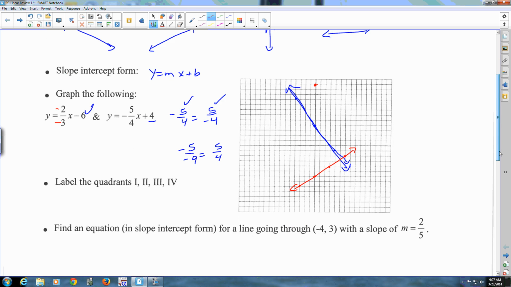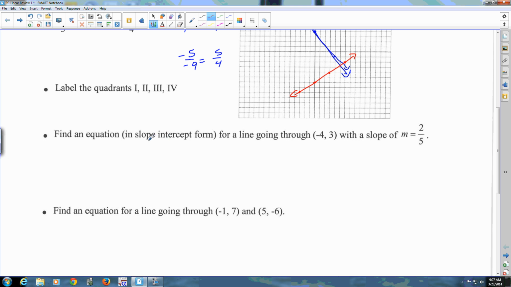All right. Find the equation in slope-intercept form for the line going through this point that has that slope. Well, we did these in your homework yesterday. So then you put in the 3.